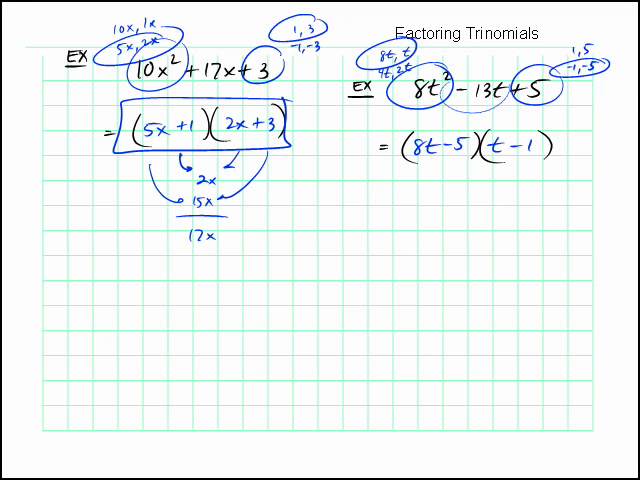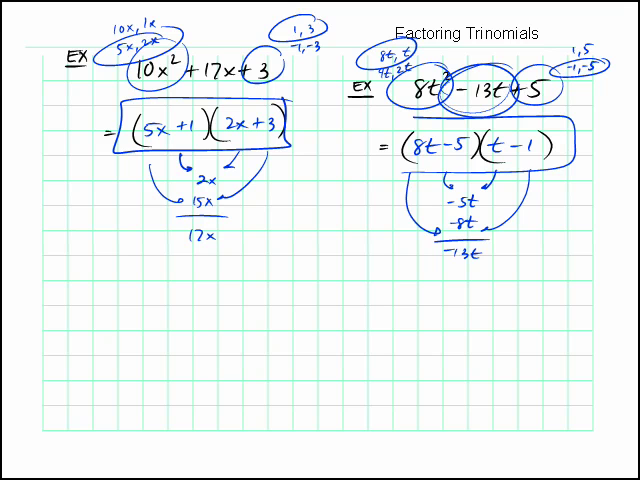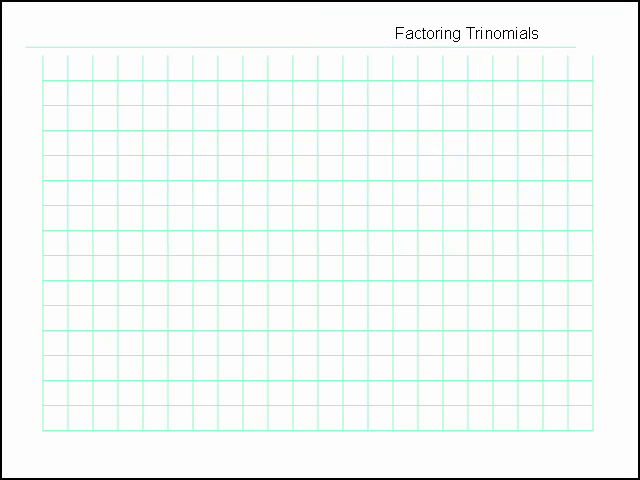Let's try this arrangement. Let's see if it gives me the correct middle term. This times this is negative 5t. This times this is negative 8t. And that does add up to the middle term up here, negative 13t. So I have the polynomial factored correctly. Okay, moving on. Let's look at a couple that are a little bit different. Just a little.